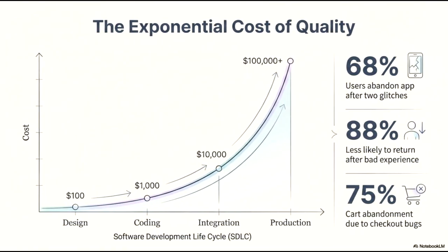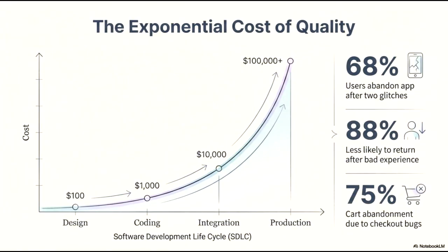The exponential cost of quality highlights a critical reality in software development. The later a defect is discovered, the more expensive it becomes to fix. Starting at the design phase, resolving an issue costs roughly $100. However, as we move through the software development lifecycle, this cost multiplies tenfold at every major stage.